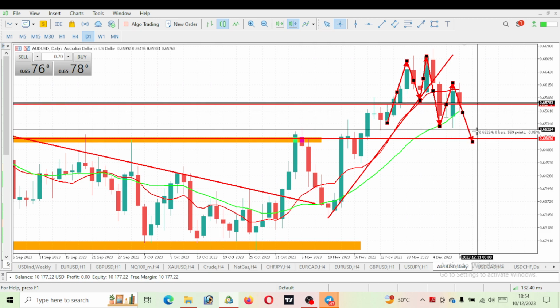If you can sell to this level of 0.65024, at least you should be making between 75 pips.